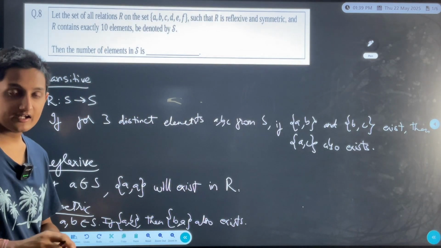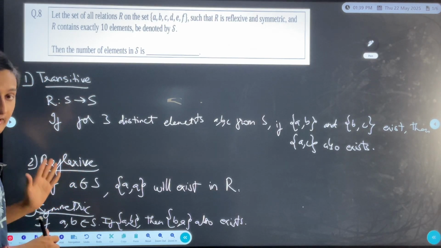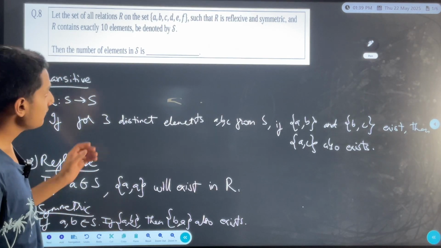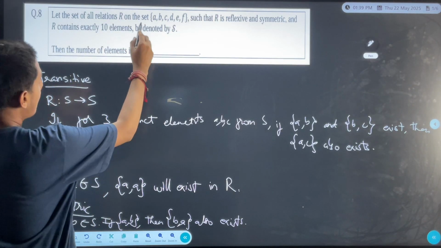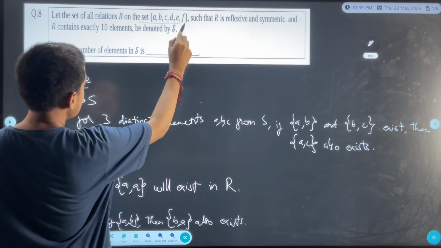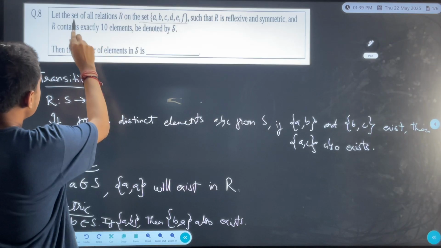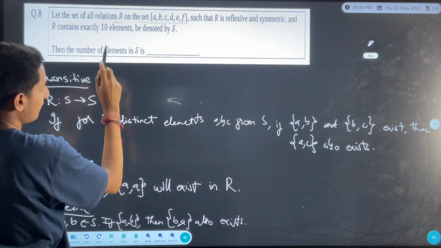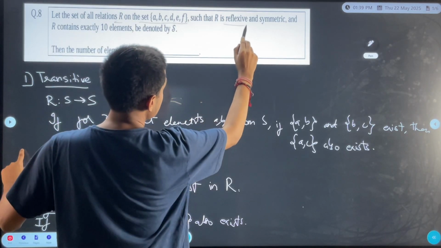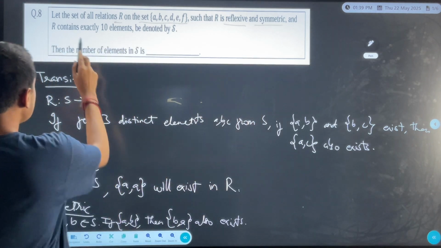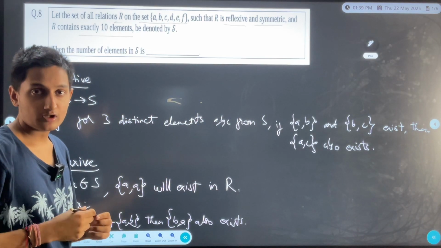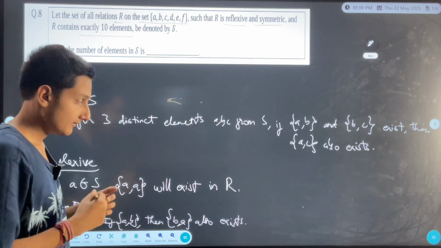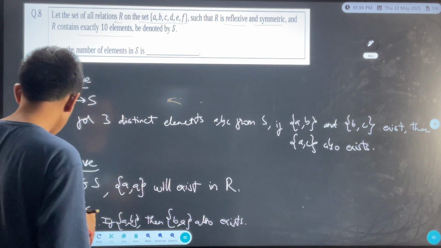So now that we are clear on what transitive, reflexive and symmetric relations are, let us use these definitions. It is given that we have the set A, B, C, D, E, F and we have the relation R on them, such that R is reflexive and symmetric and contains exactly 10 elements. We need to find the total number of such relations R. So let us try and do that.